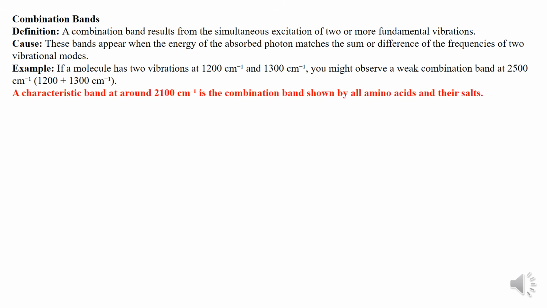Now to mention a specific example, in case of all the amino acids and their respective salts, you will see a characteristic band at around 2100 centimeter inverse. And this weak band at around 2100 centimeter inverse is the combination band, which is shown by all amino acids and their salts.